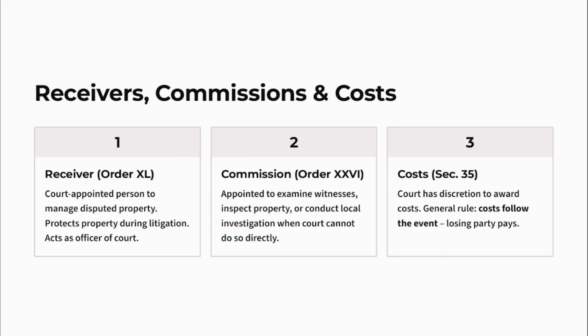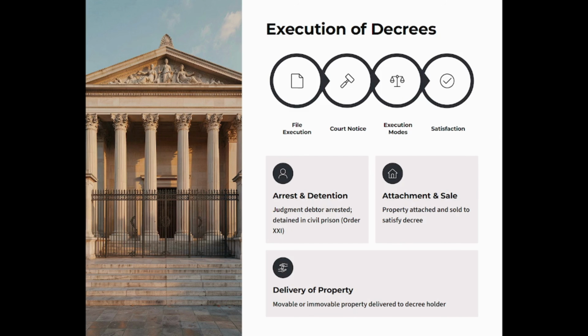Receiver: a person appointed by the court to look after disputed property while the case is going on. Commission: someone appointed to examine witnesses, inspect property or investigate something the court itself cannot easily go and check. Then cost, section 35: the court decides who pays the expenses of the case. Usually the losing side pays the cost. We'll go to the next slide.